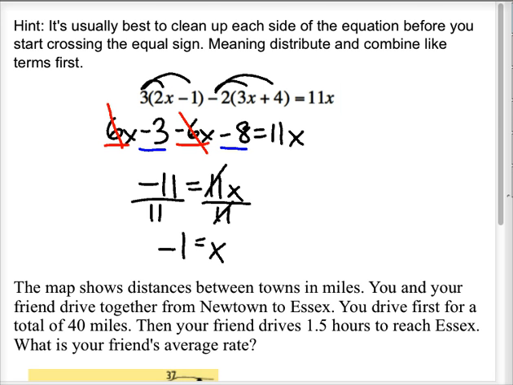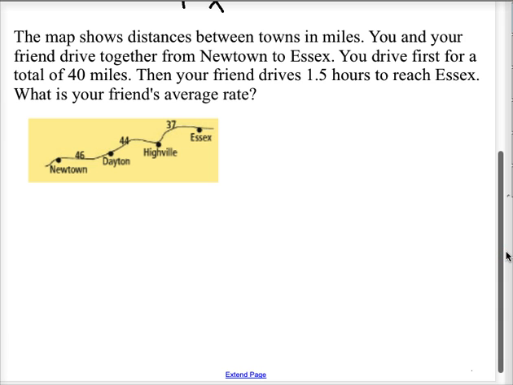All right, so let's move down to the word problem for a little bit. This map shows distances between towns in miles. You and your friend drive together from Newton to Essex. You drive first for a total of 40 miles. Then your friend drives 1.5 hours to reach Essex. What is your friend's average rate?